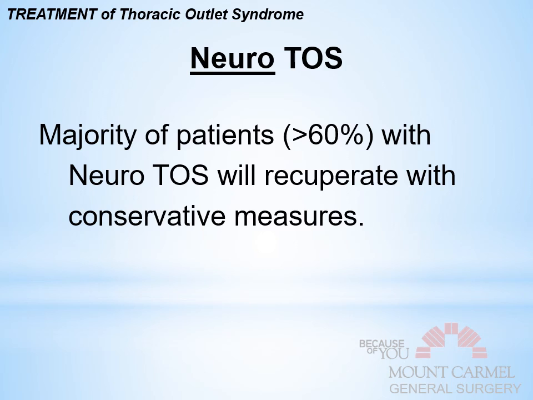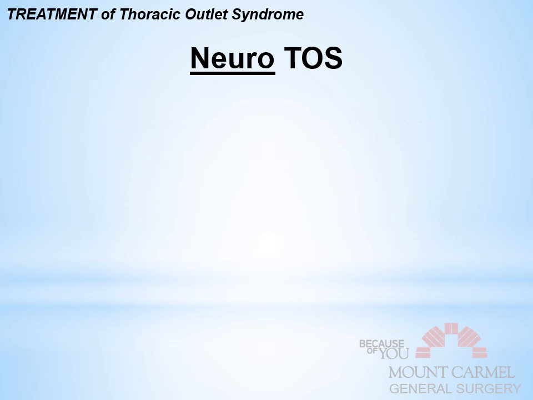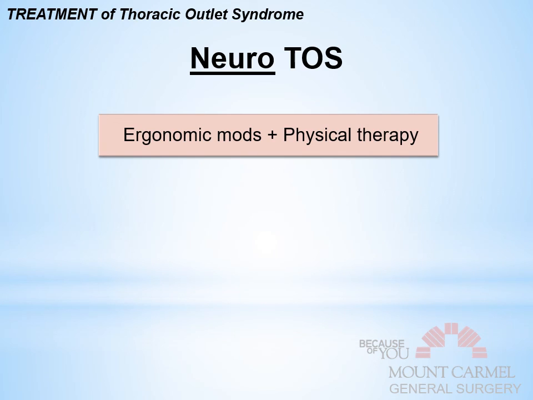So majority of patients, up to 60% that have the neuro symptoms, will recuperate with conservative measures. The neurologic symptoms tend to recover pretty well, especially those patients in that small percentile that have only neuro symptoms. If you have only neuro symptoms, you tend to respond very well to non-interventions, okay? So this is kind of how we proceed along there.